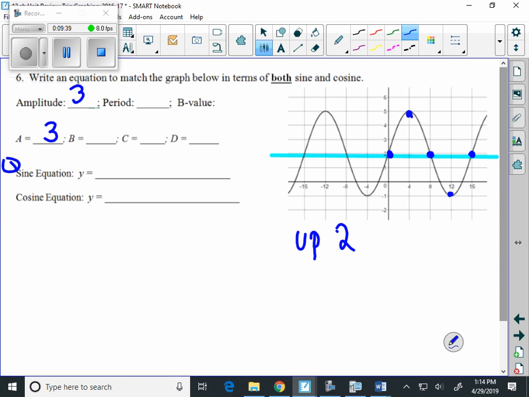And we need to come up with our period. And what we see there is when we finished this graph, we ended at 16. So our period is 16. And then we want to figure out, well, what is our B value? And to figure that out, we're going to take 2 pi divided by b, which is 16, and that gives us pi over 8.